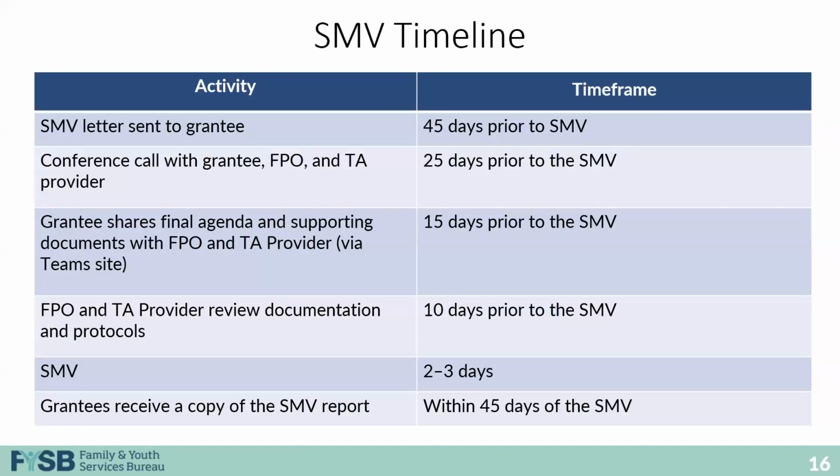The site monitoring visit process is 90 days as outlined in the timeline here. Grantees are notified 45 days in advance for a site monitoring visit and 30 days in advance for a site visit. During that time, you will meet with your federal project officer and the TA provider assigned to answer any questions you may have. 15 days before the site monitoring visit, the grantee will provide their final agenda, which will be reviewed for any questions by the federal project officer and the TA provider.